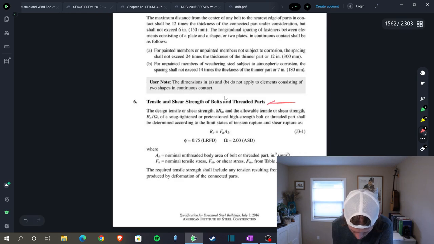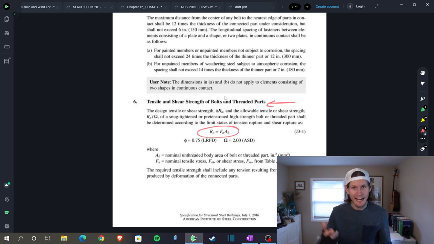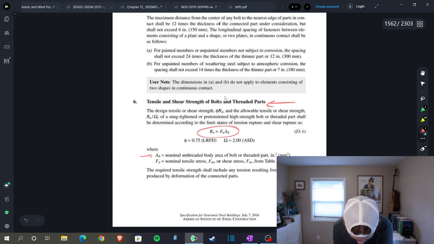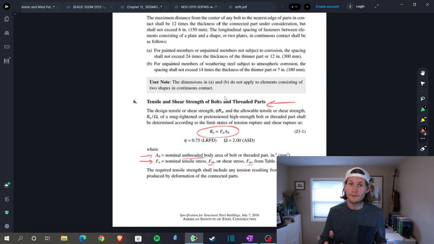That lands us right here. And we are going to use this equation for both our tensile capacity and our shear capacity. Because if you read, they have AB, which is nominal unthreaded body area of bolt or threaded part. This is important right here, unthreaded. And then FN, but then they go a little bit further and they say, if you're looking for tension, it's FNT. If you're looking for shear, use FNV. We just got those values from the table.